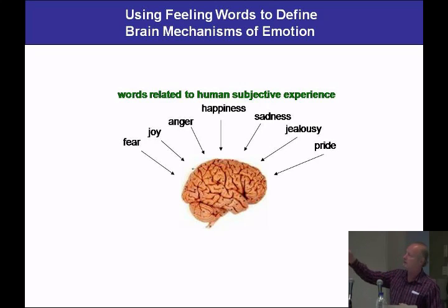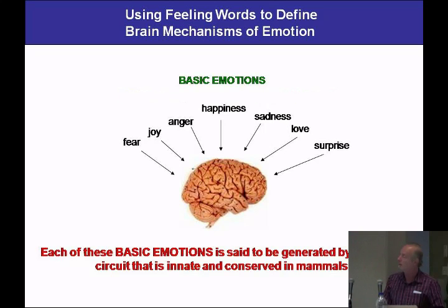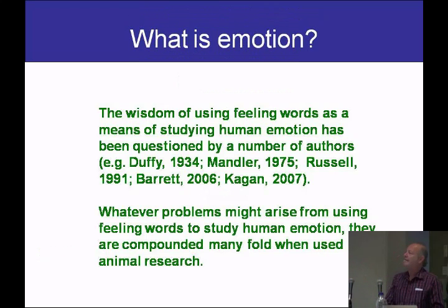Some of these are basic emotions, others, like jealousy and pride, are higher order emotions. I'm mainly going to be focusing on the basic emotions idea today, though. So here is the standard list of basic emotions. I think these are Ekman's. Each of these is said to be generated by an innate circuit that is conserved across mammals. And the wisdom of using these feeling words as a way to go looking for things in the human brain has been questioned by a lot of people. Just a few examples listed here.